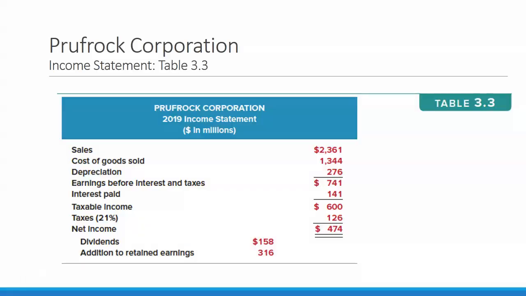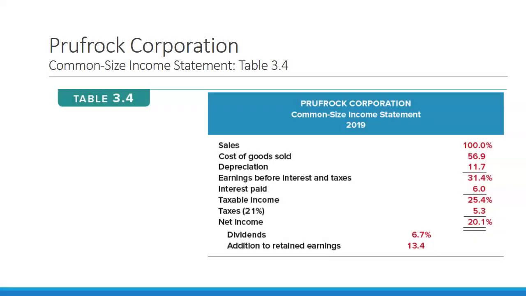This is the income statement for the corporation that we are looking at in Chapter 3, using all of our ratio analysis on. And this is an example of the common size income statement for the Proofrock Corporation, where we are showing everything as a percentage of sales. Sales is 100%, and everything is shown as a percentage of that.